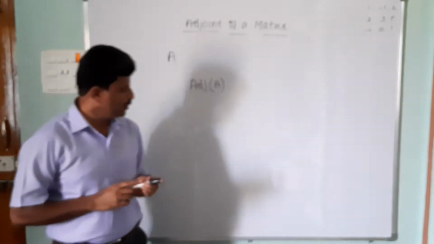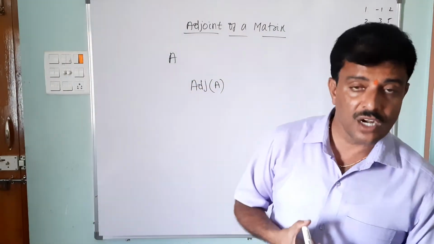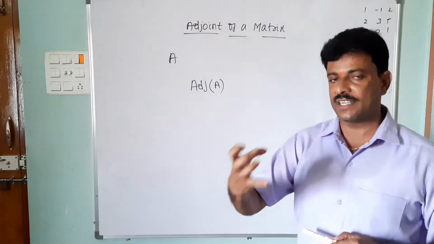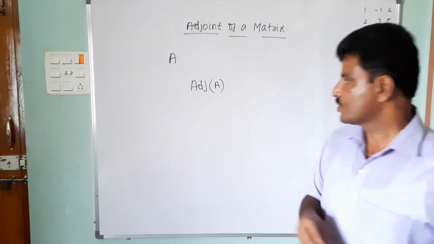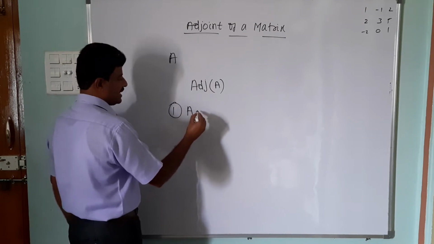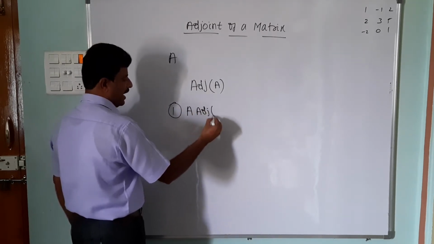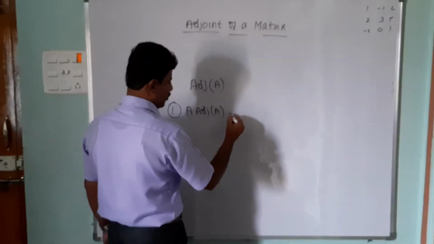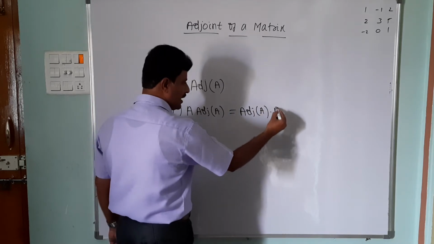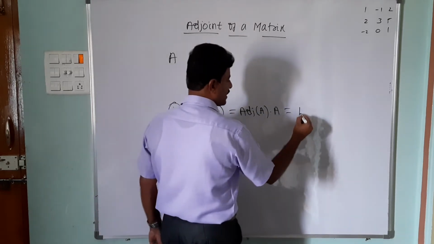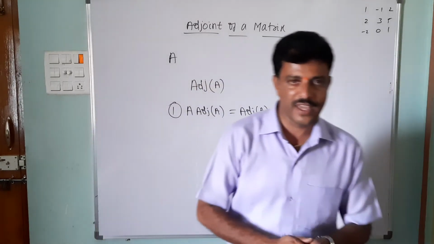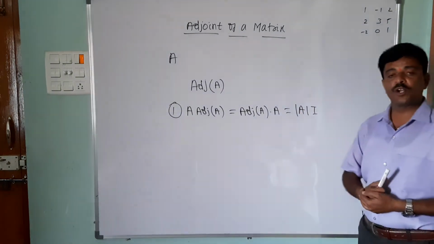Next I am going to some properties and important points of the adjoint of a matrix. The first very important property: A is a square matrix, then A into adjoint of A is equal to adjoint of A into A, which is equal to determinant of A into I. This is a very important property.